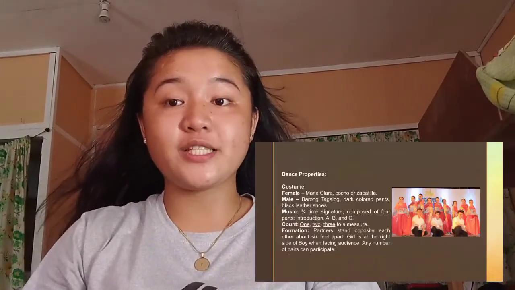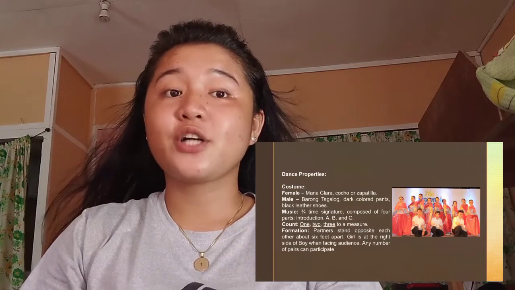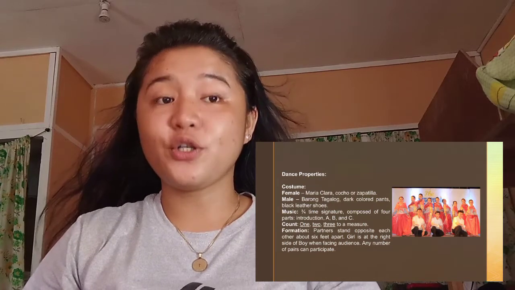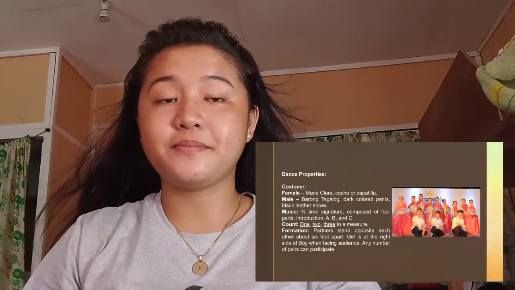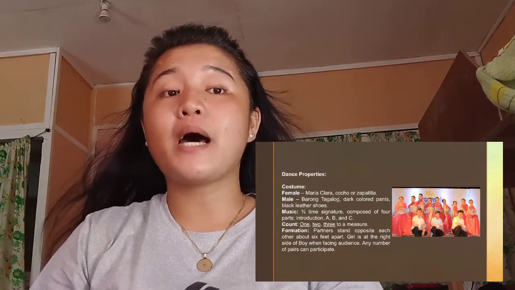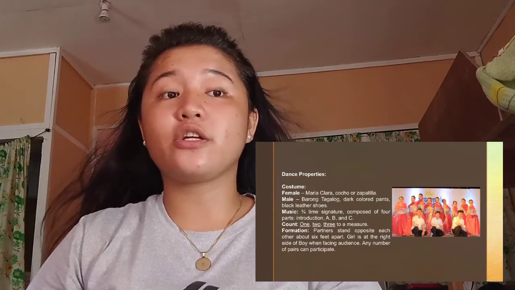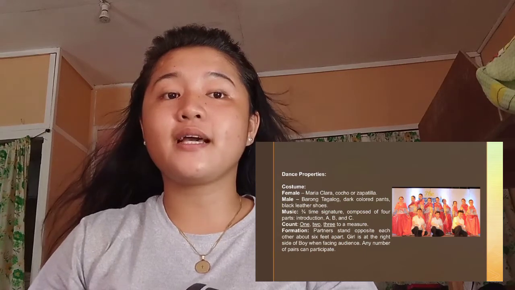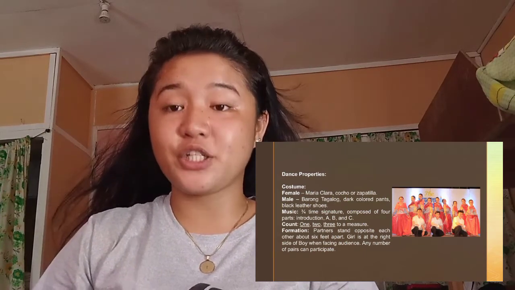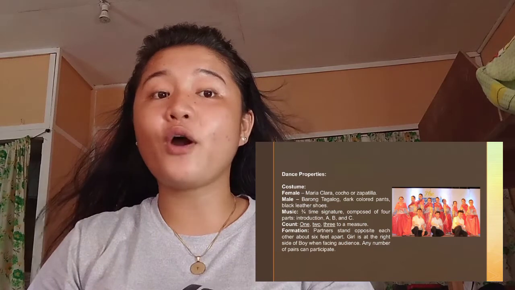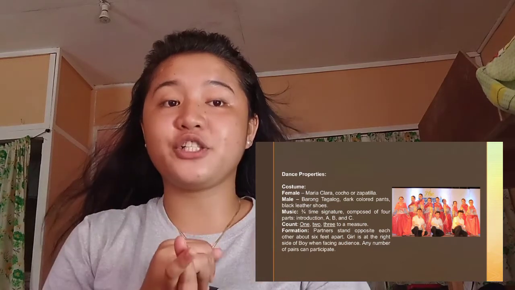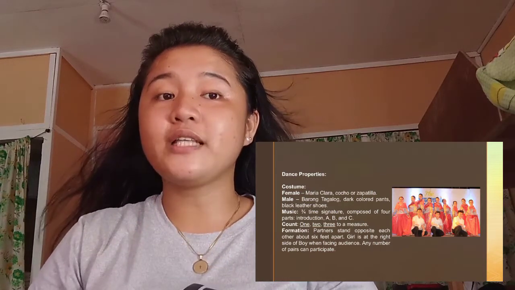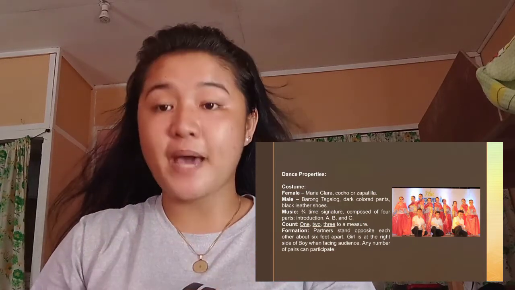Dance properties of Mazurka di Hagna. Costume: the female wears Maria Clara, Cocho or Zapatilla. The male wears Barong Tagalog, dark colored pants, and black leather shoes. Music: 3/4 time signature, composed of four parts, the introduction, A, B, and C. Count 1, 2, 3 to a measure.